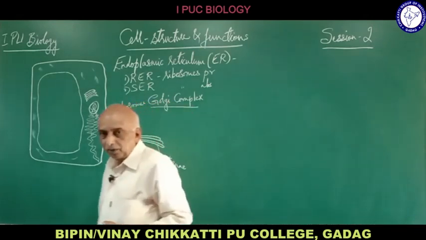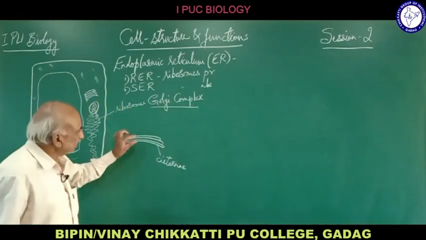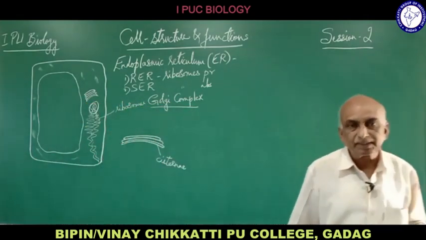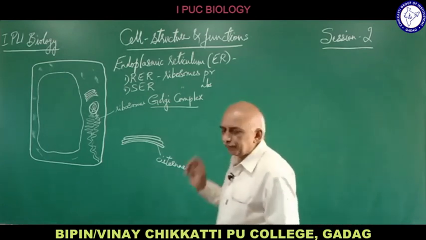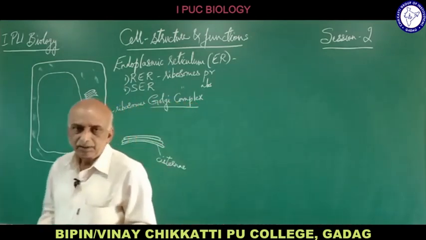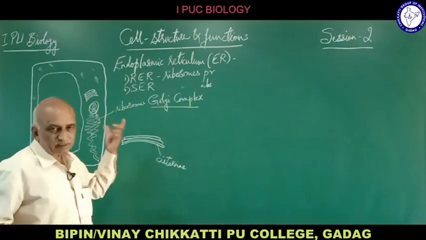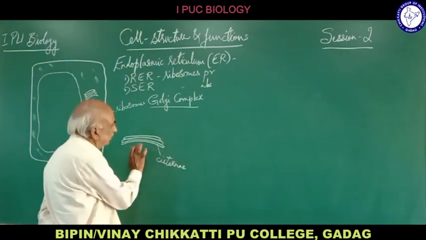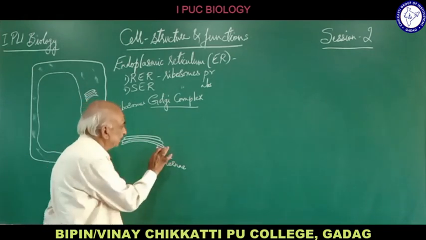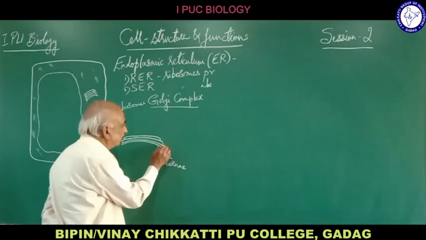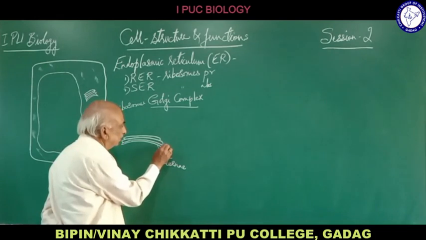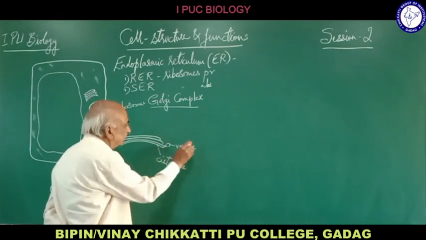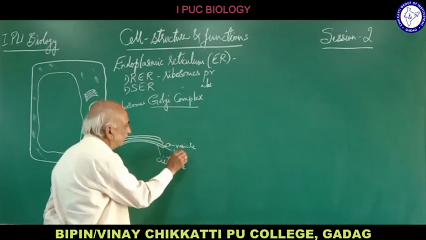So this Golgi complex is made up of membranes which are arranged one above the other in the form of stacks, and they may differ in their size. These flattened structures are called cisternae, and sometimes from these cisternae there are structures called vesicles. This is the vesicle, and this is called a tubule.